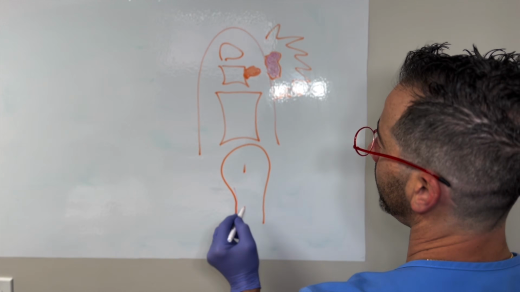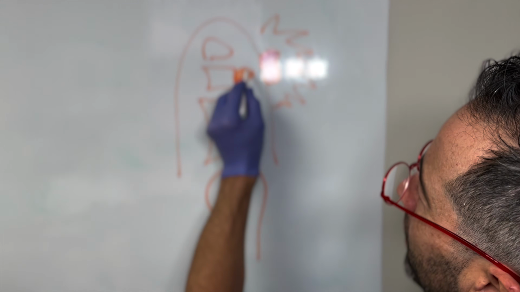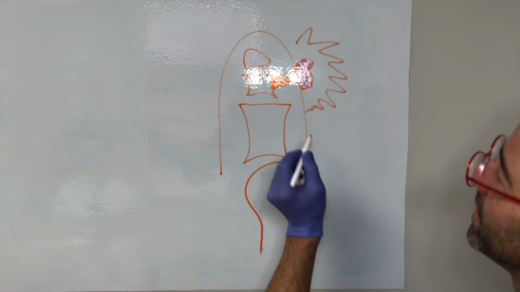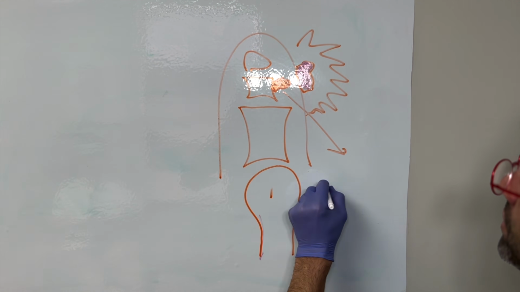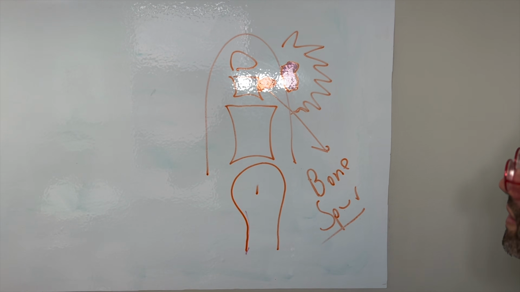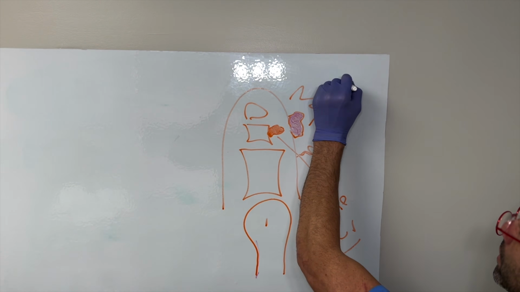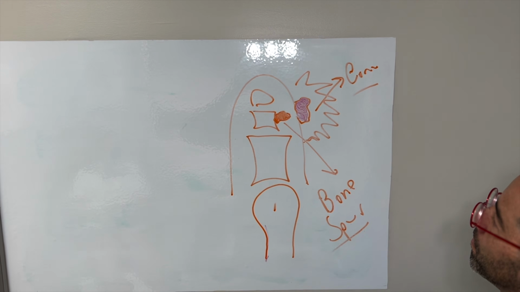Metatarsal head, check. Proximal phalanx, middle, distal phalanx. At the level of the middle phalanx, this is the bone spur. At the core, that is the problem. Bone spur, corn, painful corn.